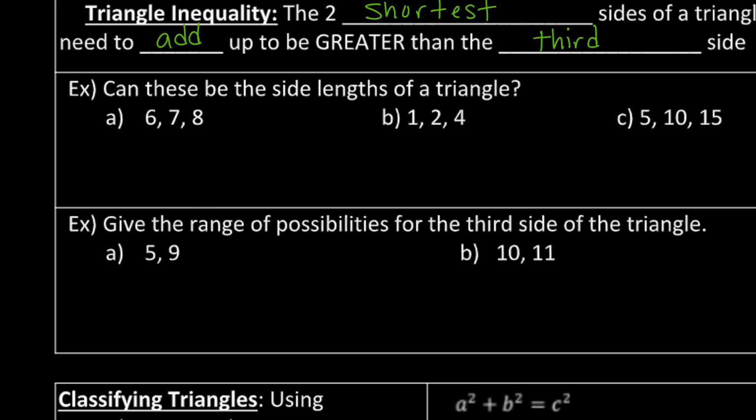So you add together the 2 smallest, 6 and 7. And they have to be greater than the third to make a triangle. So we have to check, okay, what is 6 plus 7? Is 13 greater than 8? Yeah. So these 3 numbers can form a triangle. That's all you're doing.